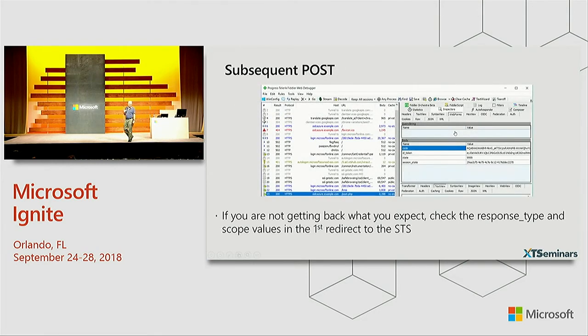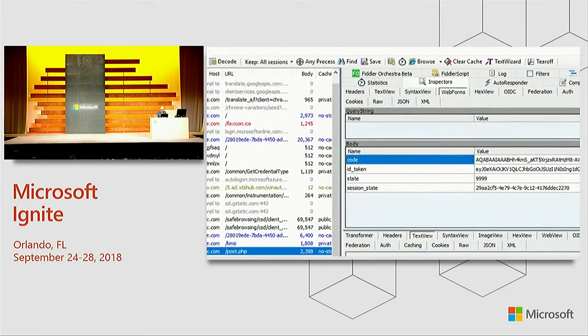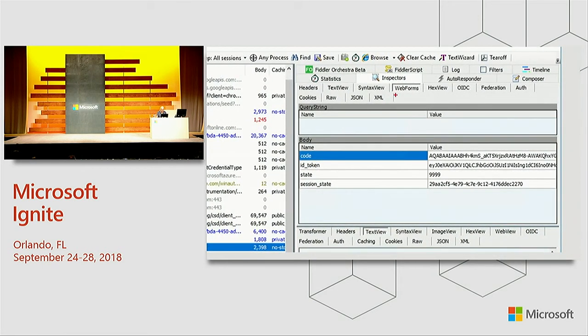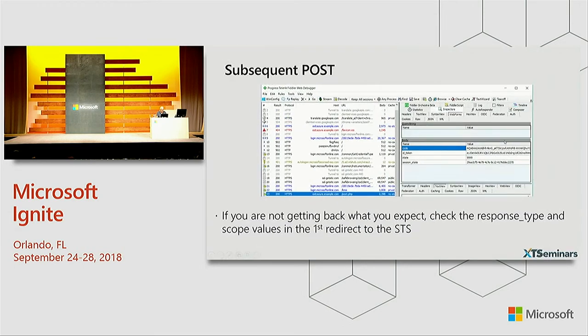So how do we examine the subsequent post? Well, one of the best ways in Fiddler is to actually use WebView. We use the web form view, and then we can see the code, the ID token, the state. There's a session state, which is also a state value that you get back as well when you authenticate against Azure AD. So that gives us a very nice way of examining what is going to be sent back to our application.